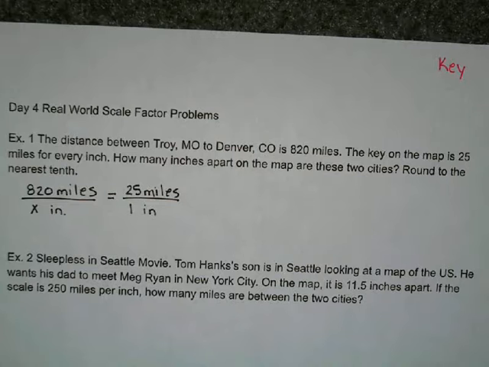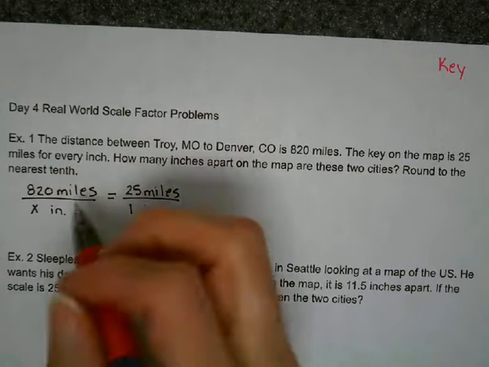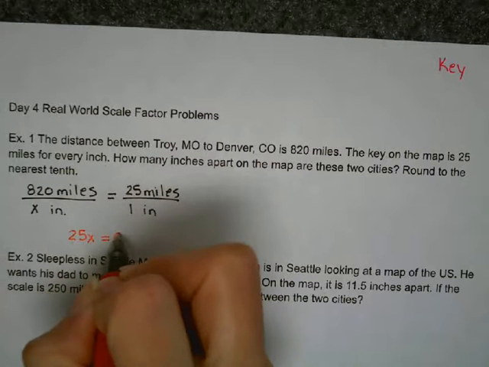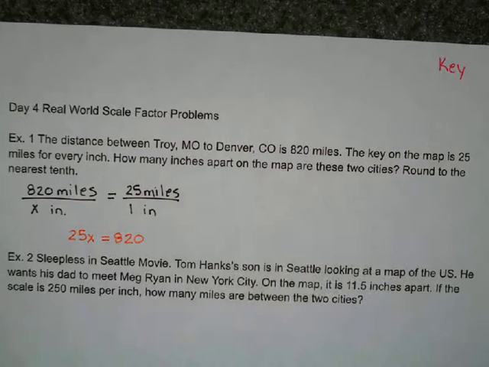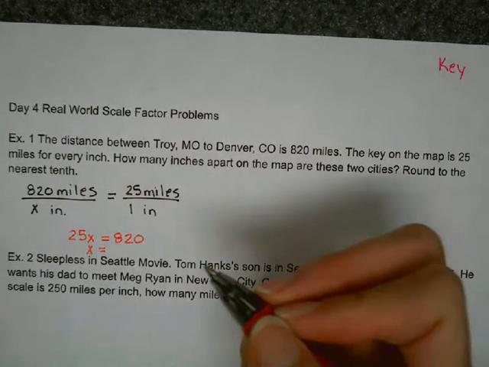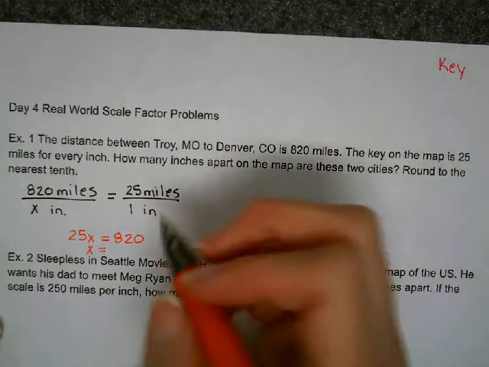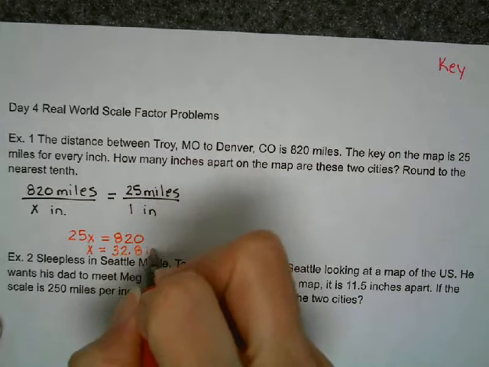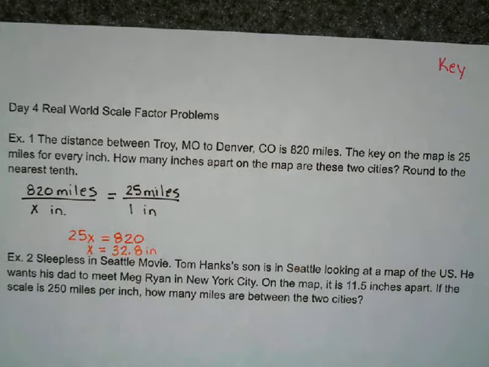If you cross-multiply, you would get x times 25 is 25x equals 820. You would divide both sides by 25. 820 divided by 25 is about 32.8. Okay, that's one way to do it. It's about 32.8 inches. It says round to the nearest tenth.